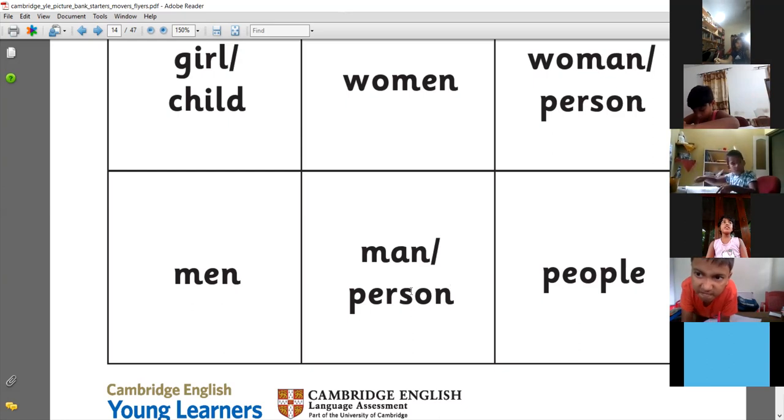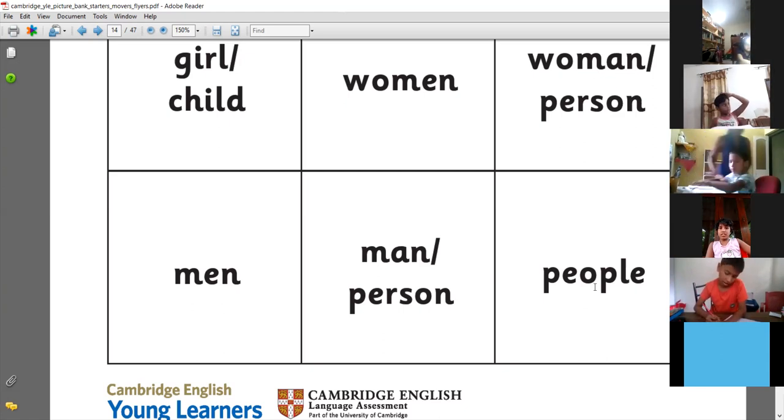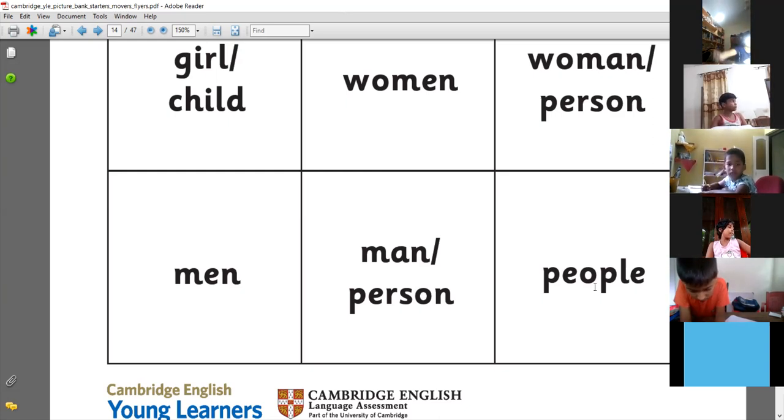Next, man, person, I hope you all have finished it. Next one is the last one, the last word for today. Today's last word is people. People means many persons, whether female or male, women or men. Then we say people. Don't say peoples. The plural form is people. With an apostrophe s, people's, it means belonging to people. But to say many persons, we don't add s to the word people. Then no need to use s to pluralize it. So write the word, the last word for today.